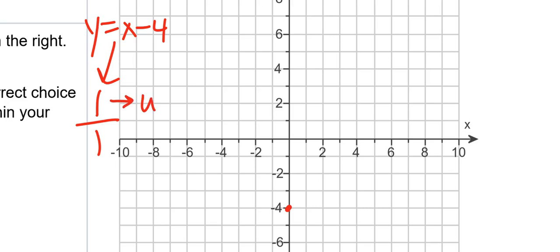That is the rise, okay? And in this case, since it's positive, we will go up 1 unit. What does the bottom number mean? That's the run, okay? And in this case, since it's positive, we will go right. So many of you would say things to me like up 1 over 1, or up 1 to the right 1.